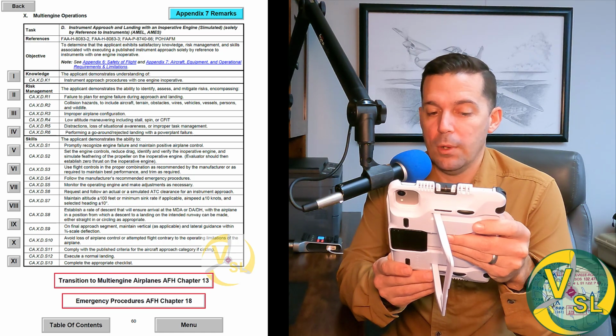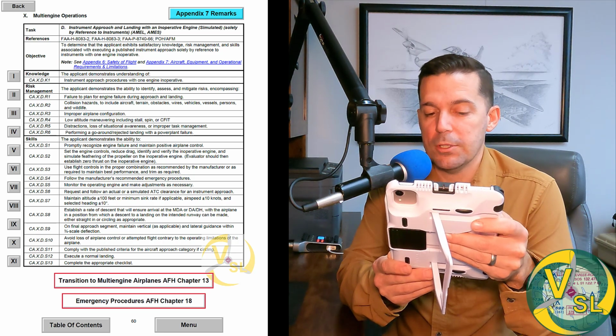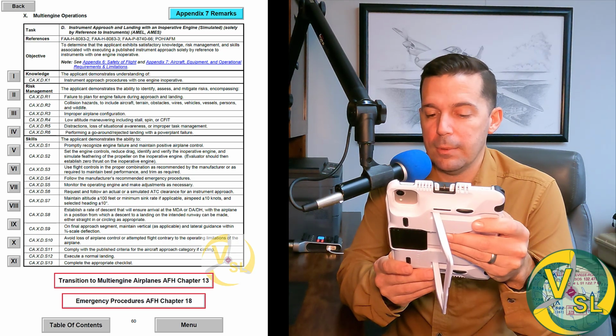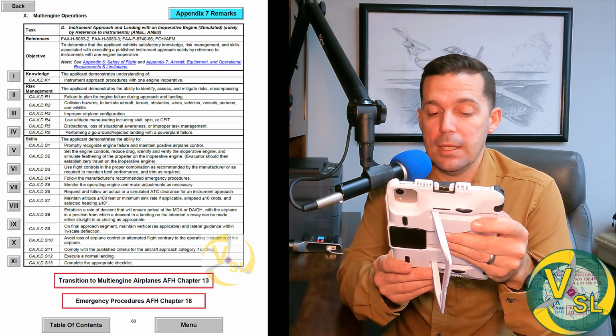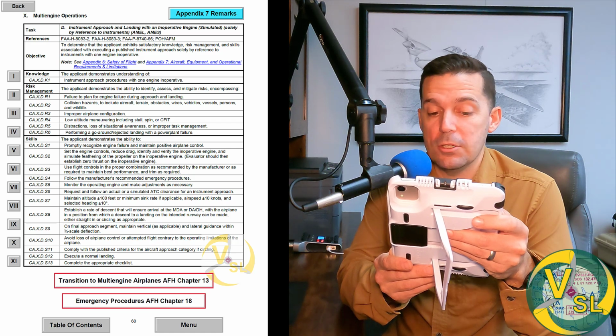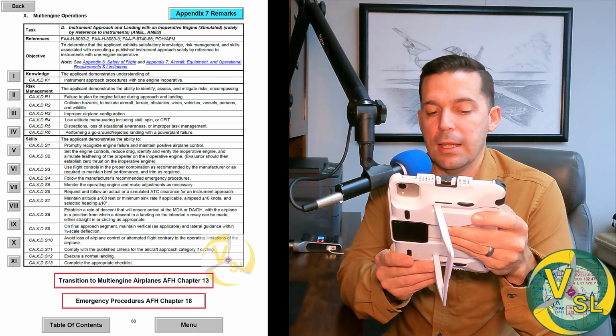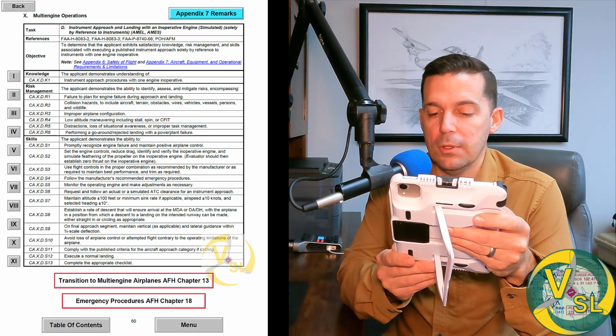Skill 6, request and follow an actual or simulated ATC clearance for an instrument approach. Skill 7, maintain altitude plus or minus 100 feet or minimum sink rate if applicable, airspeed plus or minus 10 knots and selected heading plus or minus 10 degrees. Skill 8, establish a rate of descent that will ensure arrival at the MDA or decision height with the airplane in a position from which a descent to landing on the intended runway can be made, either straight in or circle as appropriate. Skill 9, on final approach segment, maintain vertical and lateral guidance within 3/4 scale deflection.